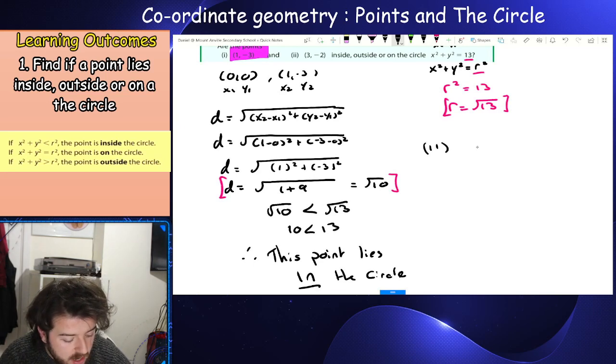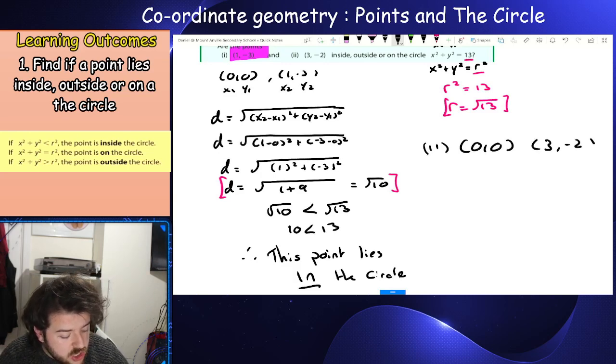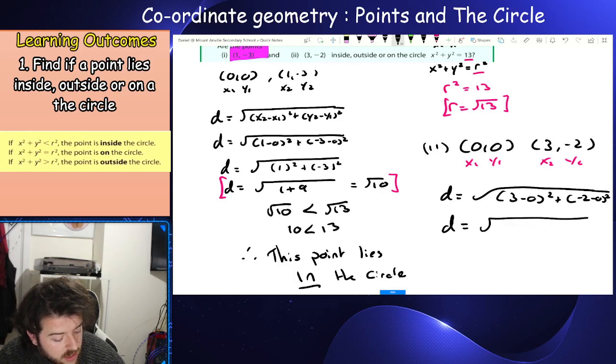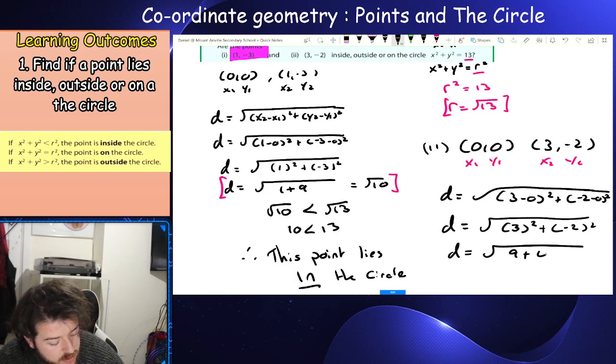Right, let me do the second one here. Again, I have my center 0, 0 because I got it from my equation here, and I have the point 3, minus 2. So let me label my points x1, y1, x2, y2 and put in my distance formula. I'm going to have 3 minus 0 squared plus minus 2 minus 0 squared. So my distance is equal to the square root of 3 squared plus minus 2 squared. D is equal to the square root of 9 plus 4. D is equal to square root 13.